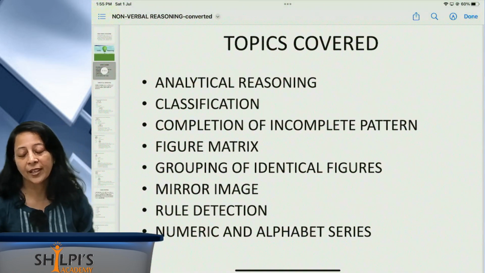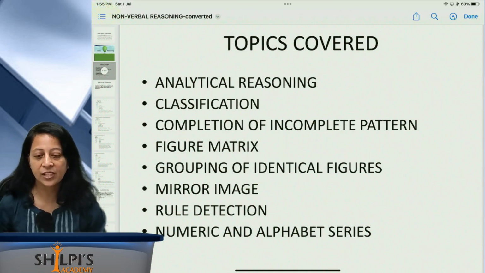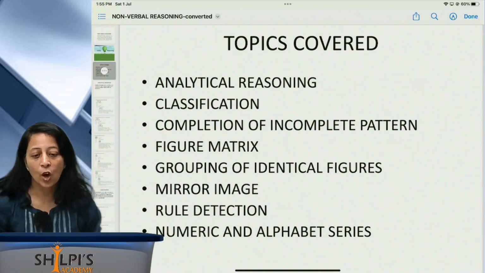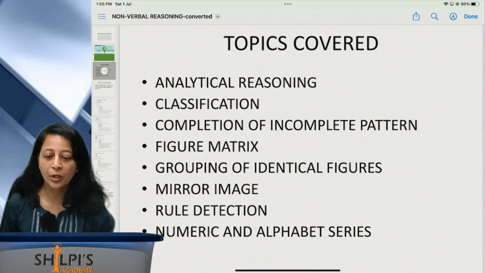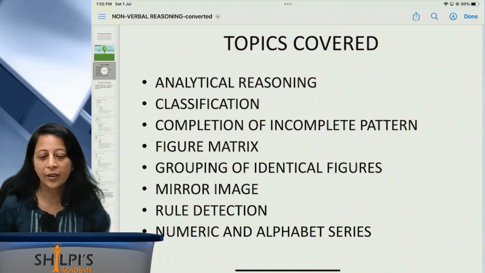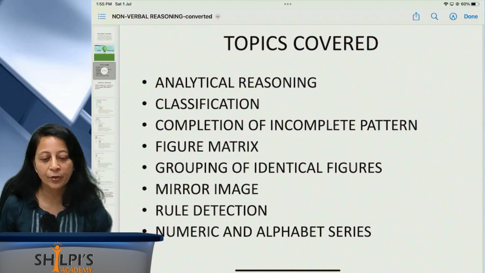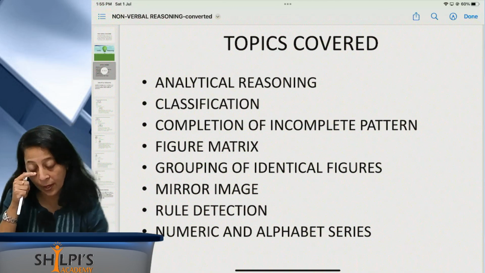What are we going to cover under non-verbal reasoning or analytical reasoning: classification, completion of incomplete pattern, figure matrix, grouping of identical figures, mirror image, rule detection, numeric and alphabet series. Let's see one by one.